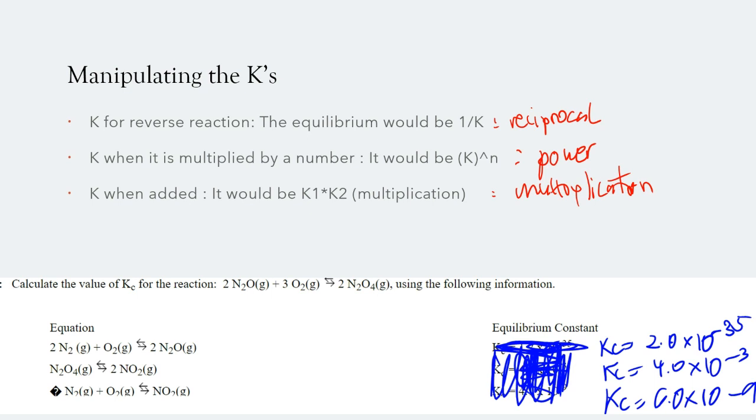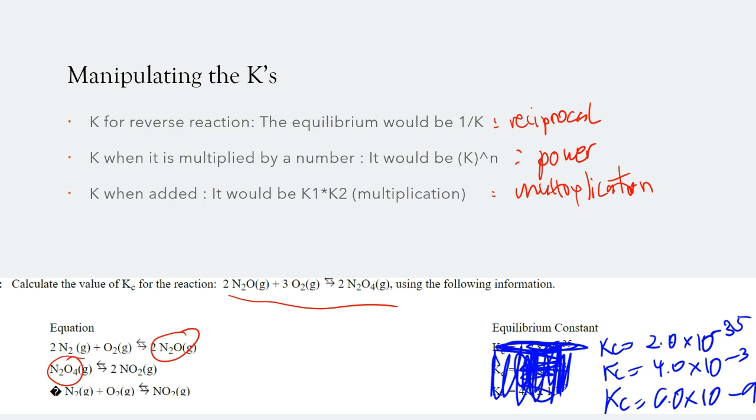Okay, so let's do it this way. Calculate the value of Kc for the reaction below. N2O, as we can see, it's right here at the forward, but in this overall reaction, it turns into the reverse, right? So we need to reverse this. Now, which one are we also going to reverse? How about our oxygen? Our oxygen is fine. It's where it's supposed to be. How about our N2O4? Now the N2O4 is at forwards. We need to turn it into its backwards position.